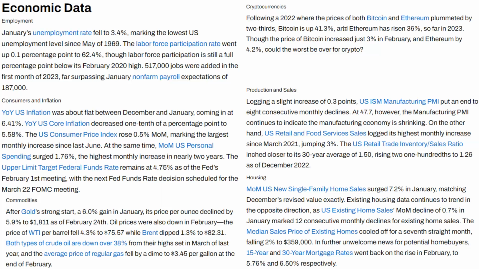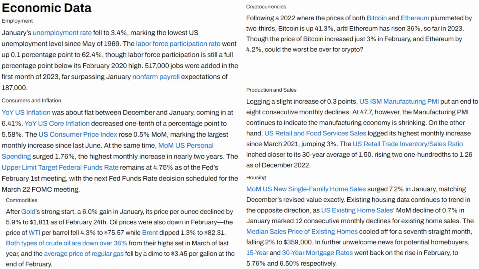On the other hand, U.S. retail and food service sales logged its highest monthly increase since March of 2021, jumping 3%. The U.S. retail trade inventory sales ratio inched closer to its 30-year average of 1.50, rising 2/100ths to 1.26 as of December 2022.